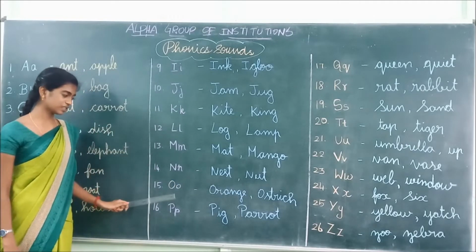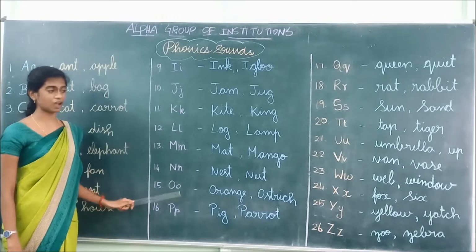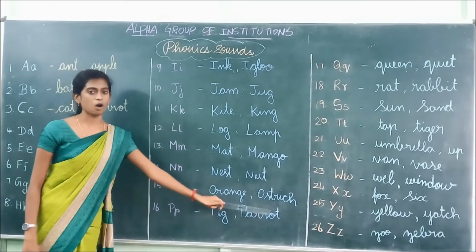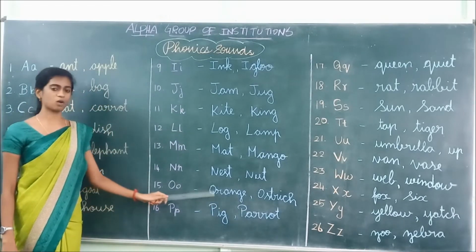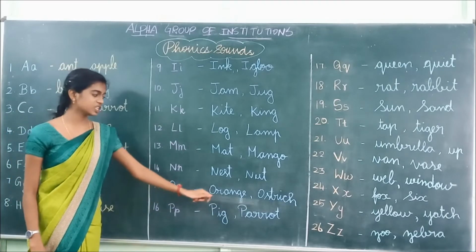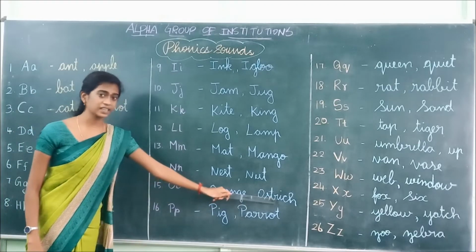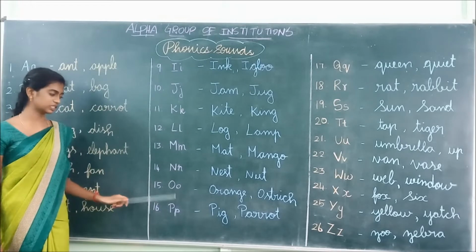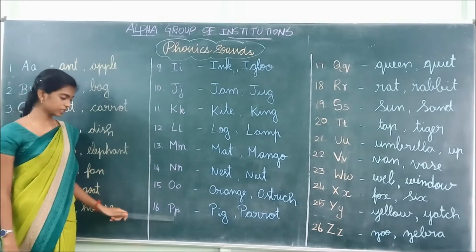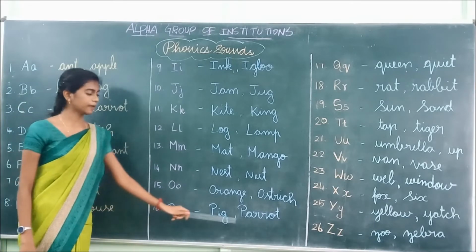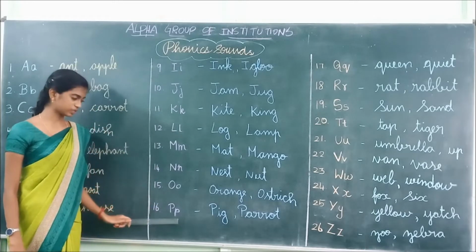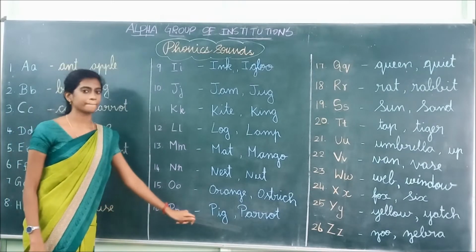This sounds as o. Orange, O-R-A-N-G-E, orange. Ostrich, O-S-T-R-I-C-H, ostrich. So this sounds as o. This one is p. Pig, parrot.